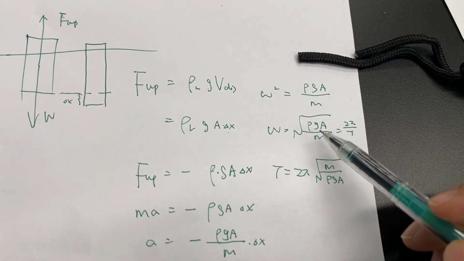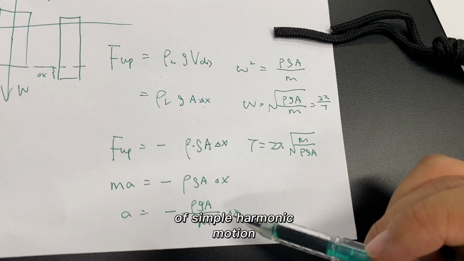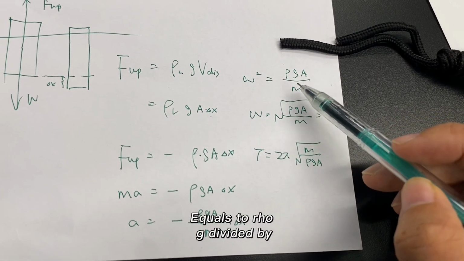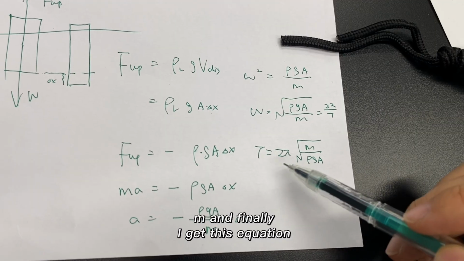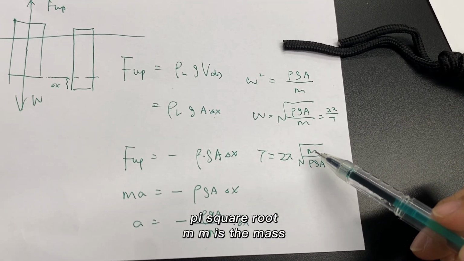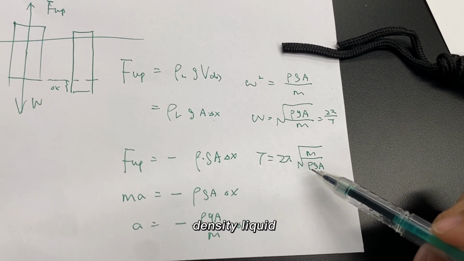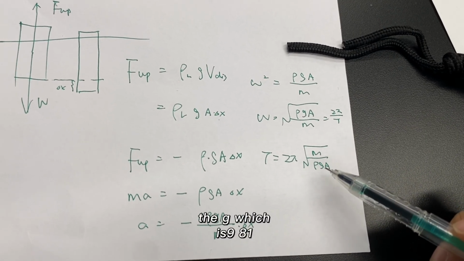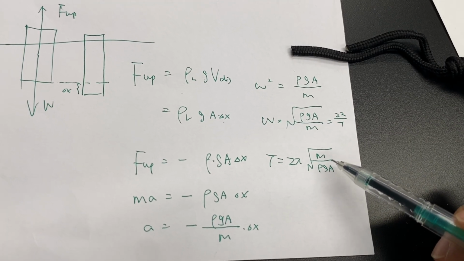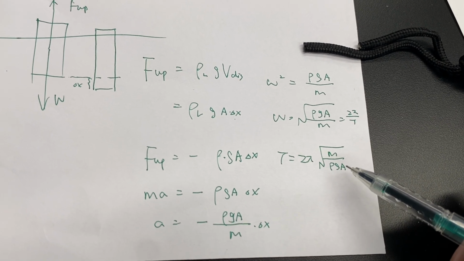And finally, because this exhibits features of simple harmonic motion, I can write omega squared equals rho g A divided by m. And finally, I get this equation. So period T equals 2 pi square root of m, where m is the mass of the bottle, divided by rho, which is the density of liquid, in this case water, times g, which is 9.81, divided by A, which is the cross-section area of the bottle.